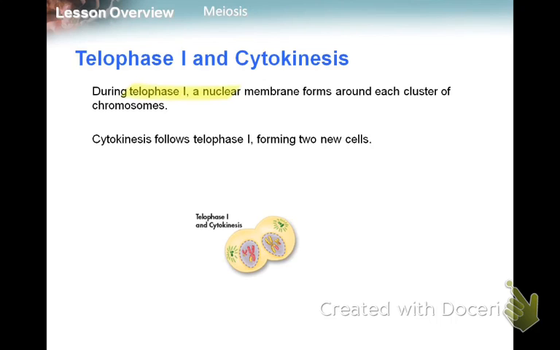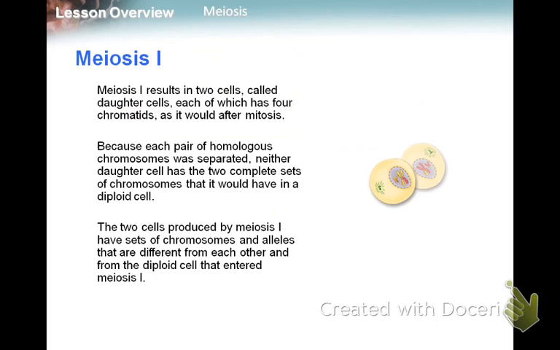During telophase 1, a nuclear membrane forms around each cluster of chromosomes, and then we have cytokinesis that forms two new cells, division of the cytoplasm. So, to sum up, meiosis 1 ends up with two cells. These are called daughter cells. Same as after mitosis.